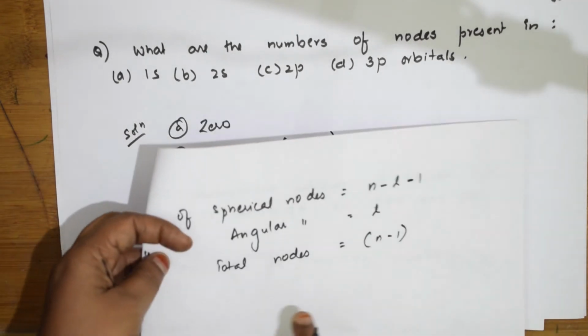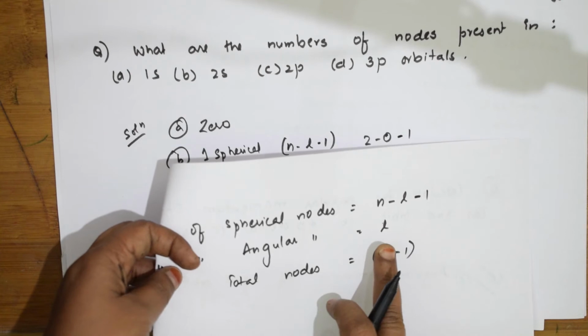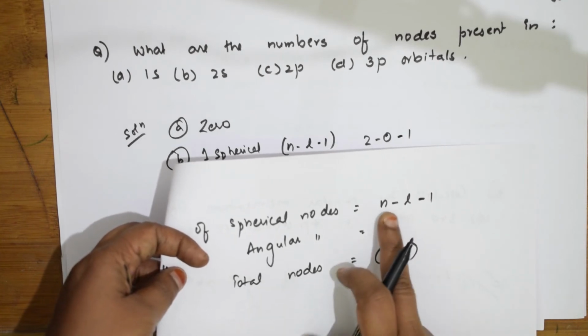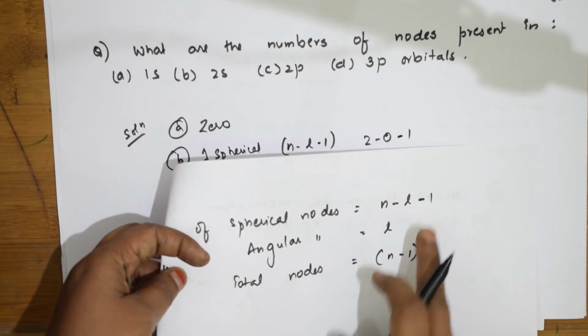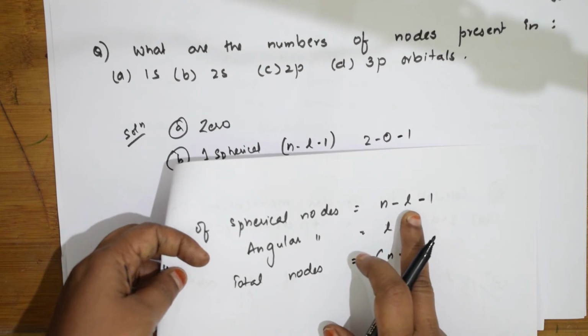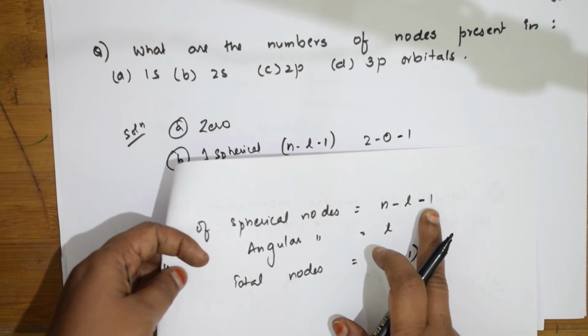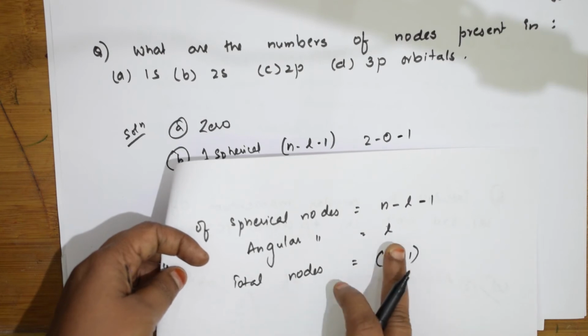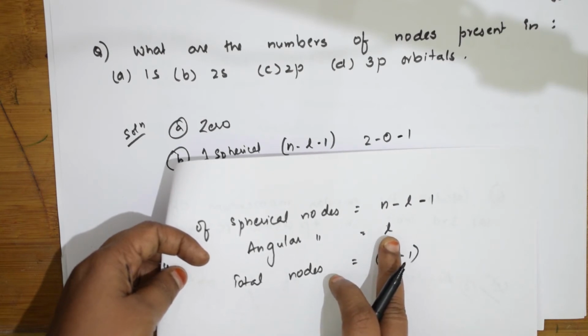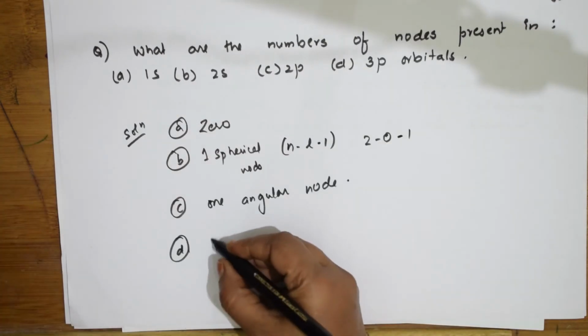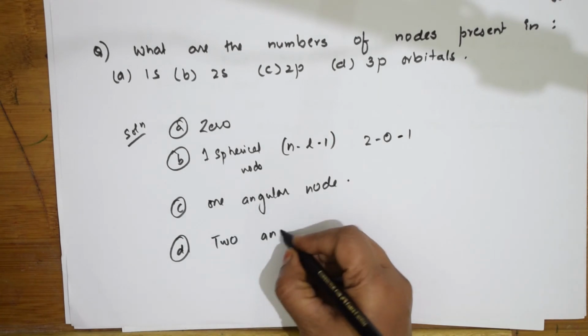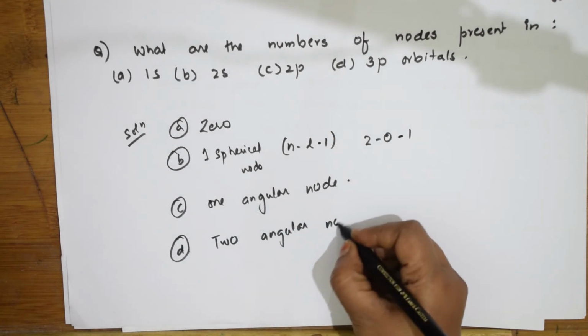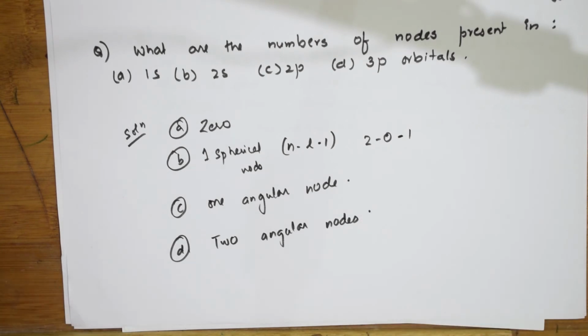So for 3p orbitals, how many angular nodes are there? Spherical nodes, if I have to see for p, n is 3, isn't it? 3 minus the l value, which is 1, minus 1. So the l value is how many? Angular nodes are how many? It is 2. So it is 2 angular nodes. This is the concept, and I've used that formula in this case.